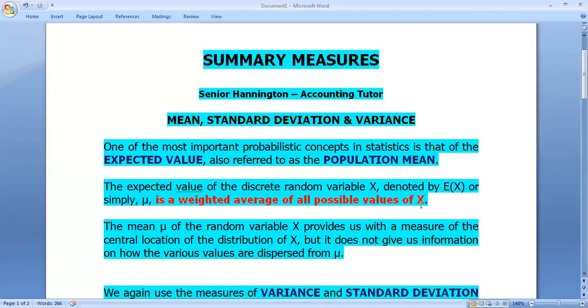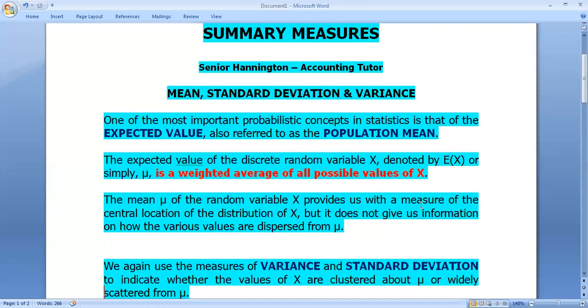Now, the mean of a random variable x provides us with a measure of the central location of the distribution of x, but it does not give us information on how the various values are dispersed from the mean. The other two important concepts are the variance and the standard deviation. These two indicate whether the values of x are clustered about the mean or widely scattered from the mean. Variance is a measure of how data points vary from the mean. Then standard deviation is the measure of the distribution of the statistical data.